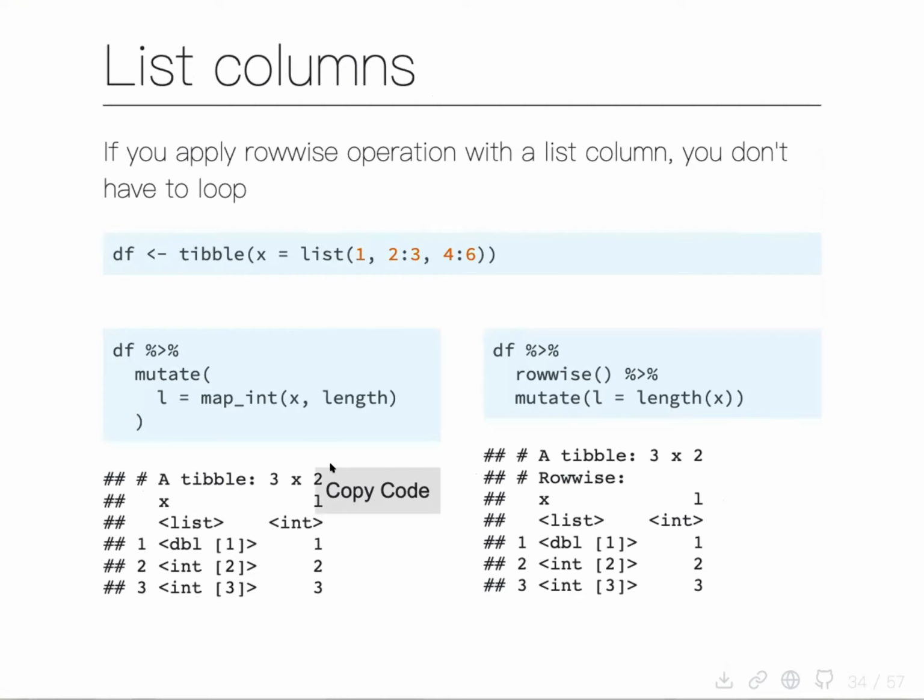But rowwise also works with list columns. Okay, so here I have a list 1, 2, 3, 4, 6. So here's just what the list looks like, right? But if I say df mutate l map_int x, give me the length, then I get 1, 2, 3. Right? That's the way we've been doing it. We can also do it like this: df rowwise, give me a new column called l, which is the length of x. And this works because it's going rowwise, it's conducting the operations by row. And so when you say what's the length of x, it'll tell you it's 1, 2, 3.